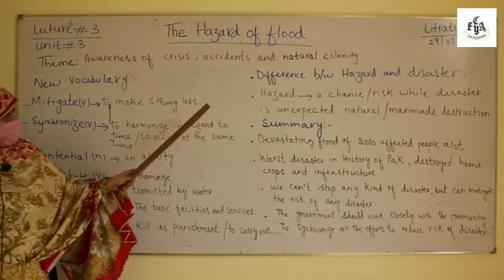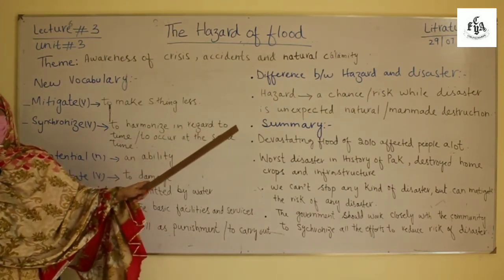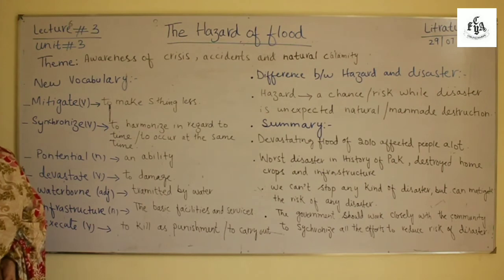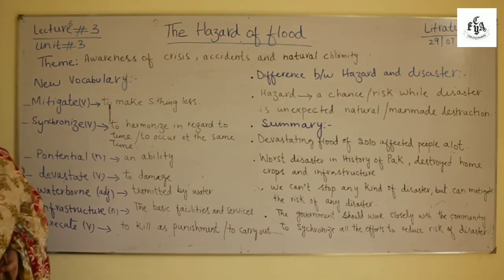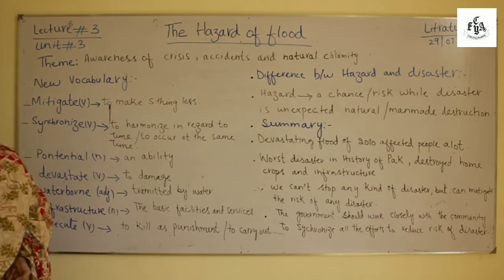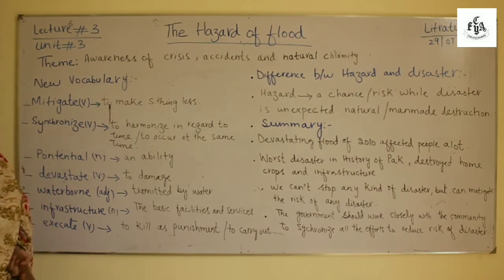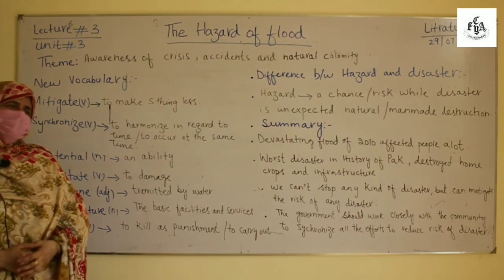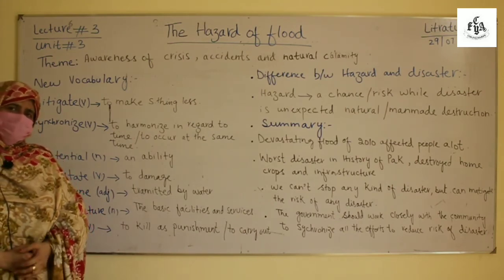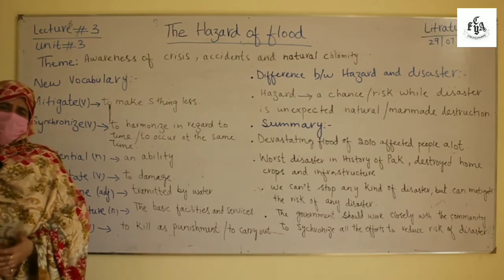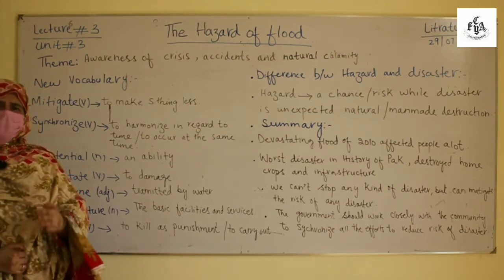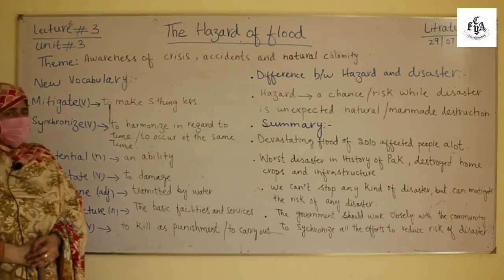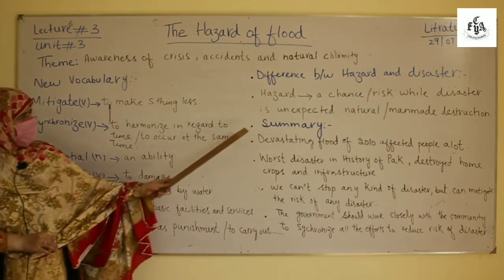Now, when does a hazard change into disaster? Hazard changes into disaster when people have no preparedness, when they are not ready for the hazard. We cannot stop a disaster, because it is a natural calamity or man-made destruction. The main thing is how we can reduce or mitigate the risk or the hazard of any disaster. Now we are going to discuss the summary of this chapter.